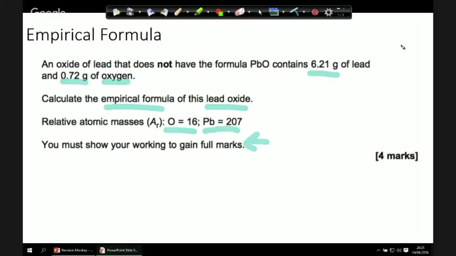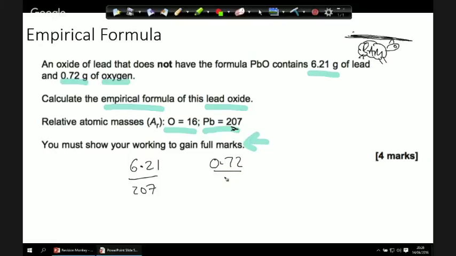Now with empirical formula, you just need to remember to divide by RAM. Remember that's RAM, another word for sheep. And for empirical formula, you just need to divide by the RAM. So for example, here we've got lead. It's got 6.21, and that's going to be divided by 207 from up here. And then for oxygen, we've got 0.72, and we divide that by 16 from here.